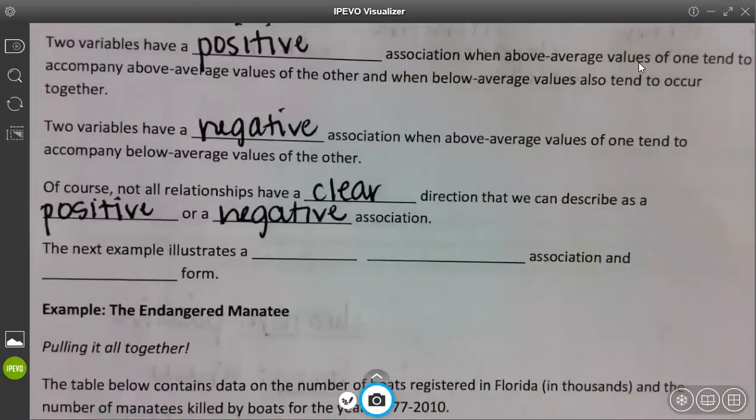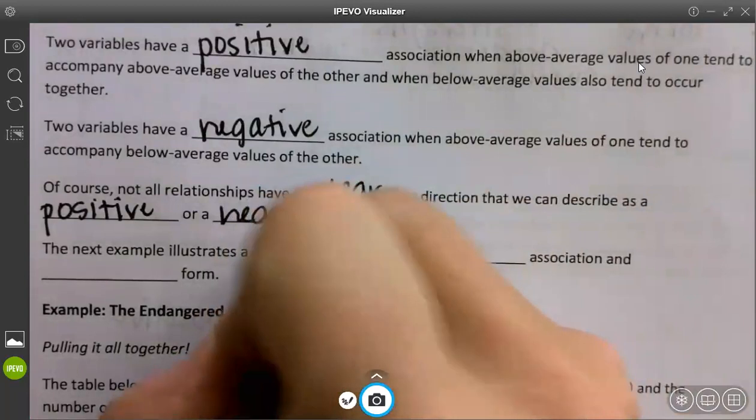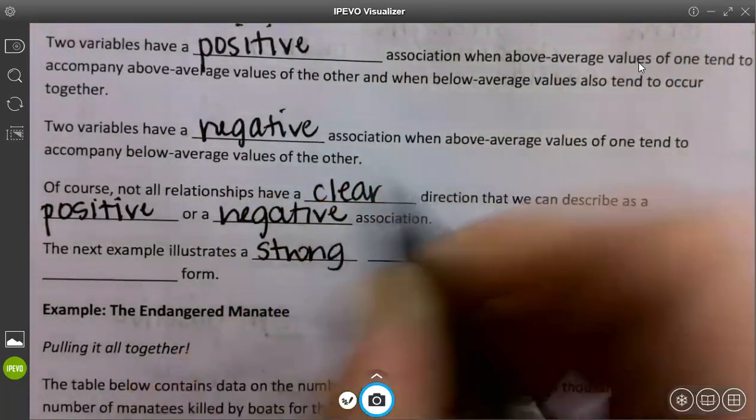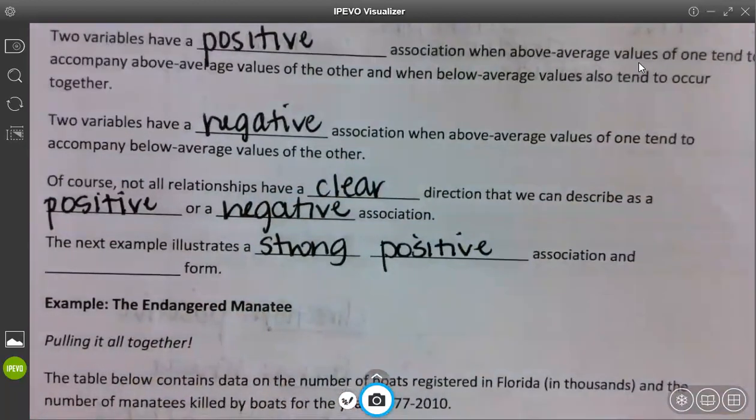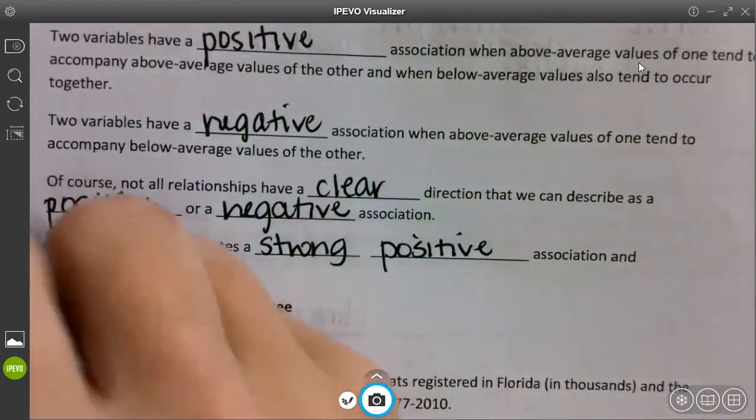The next example illustrates a strong positive association. An important form.